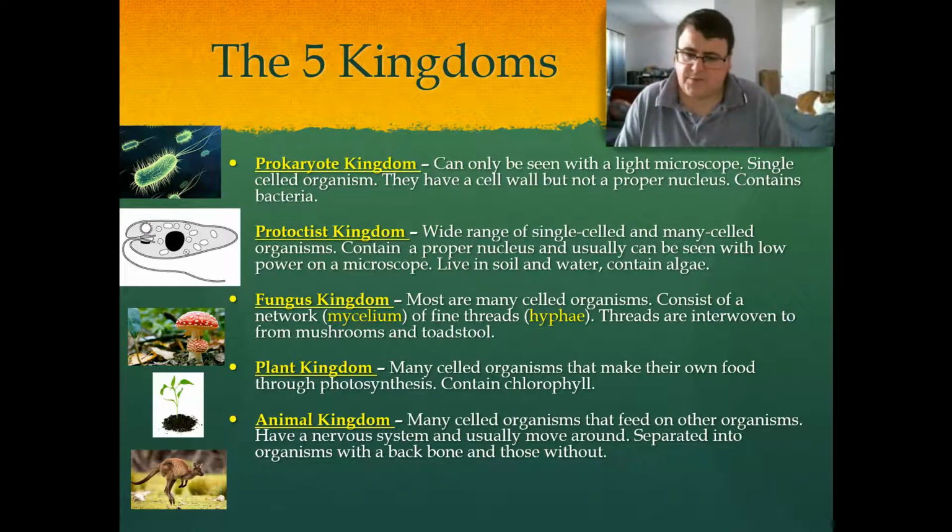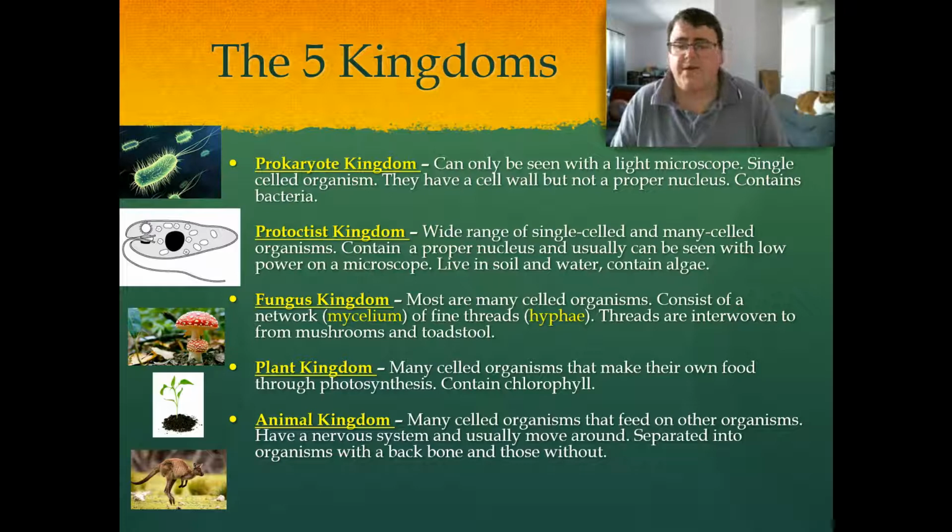Protoctist kingdom, a little bit different. We're looking at single-celled animals as well as many-celled organisms in this category. They do contain a proper nucleus, and they can usually be seen with low power on a microscope. Generally, they live in soil and water, and we'll generally refer to those as things like algae.